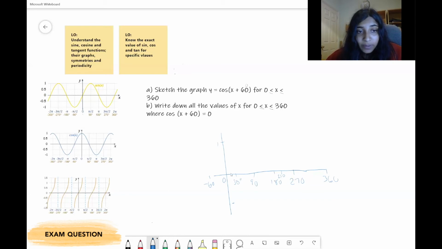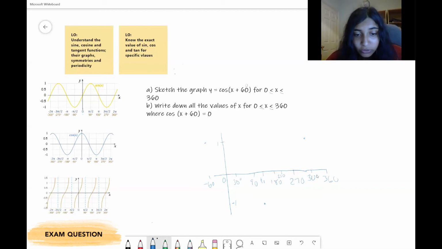And then for the next bit we want to do, for where it was minus 1, and that was at 180. So if we subtract 60 from it, that would just be 120. And at that point, it would cross down at minus 1. And the last one was 360, where it would cross at 1. So if we subtract 60 from that, it will now be at 300. So now we've got our main points here.